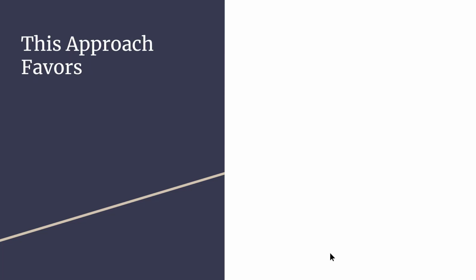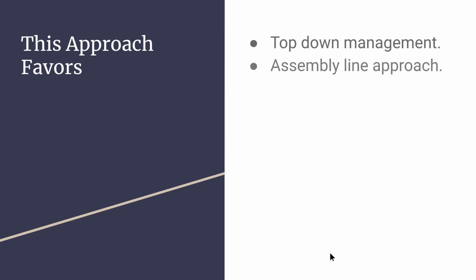And so this approach favors top-down management because they have the best overview of the entire organization, an assembly line approach because things are decomposable and additive. We can take pieces from one part of the organization, smash them into another part of the organization, and that will be just fine because there are no strange effects that happen above the levels of the components. Everything is easy to understand and predictable.